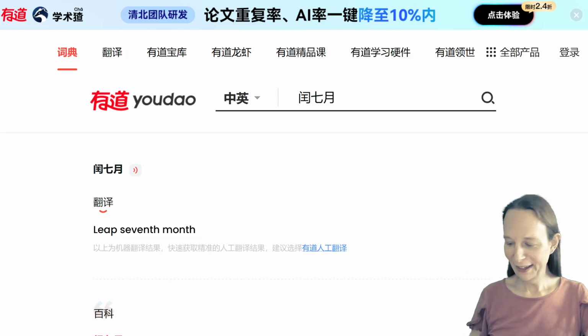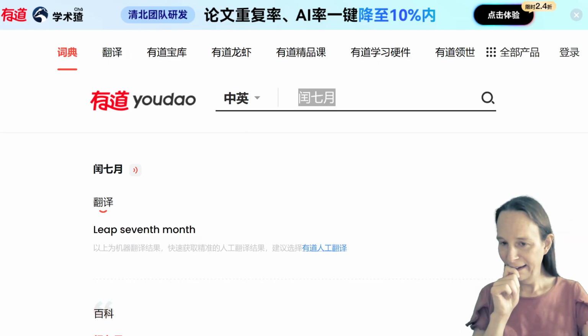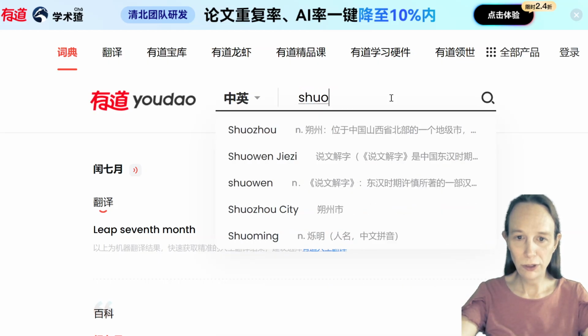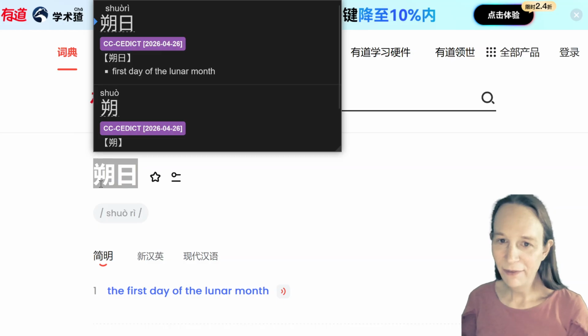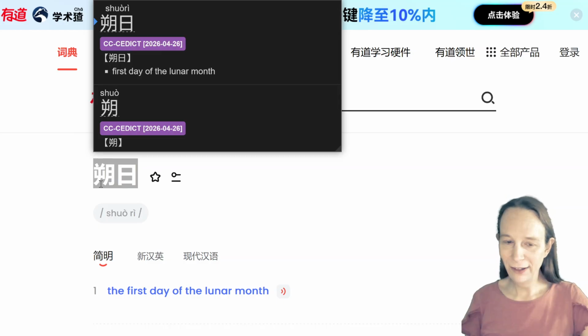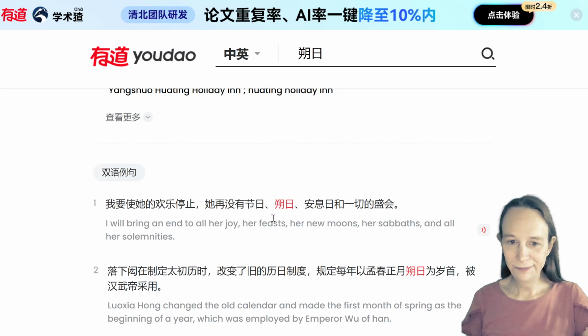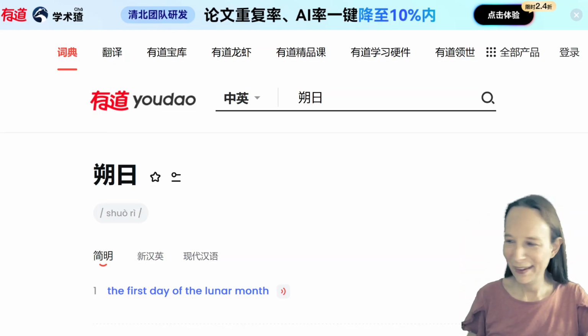So that's that. There were a few other words we needed. 朔日. So this is another name for 初一, the first day of the lunar month. Yeah, 朔日. All right, and then there's a whole counting system.